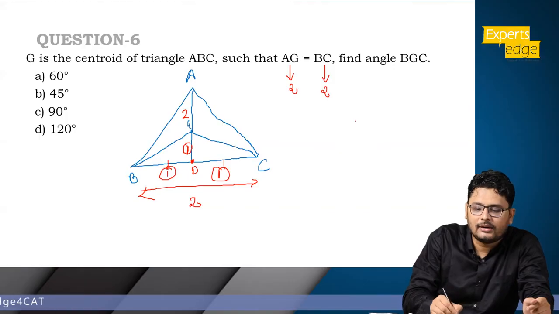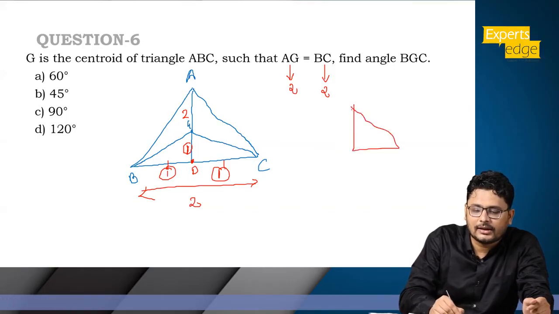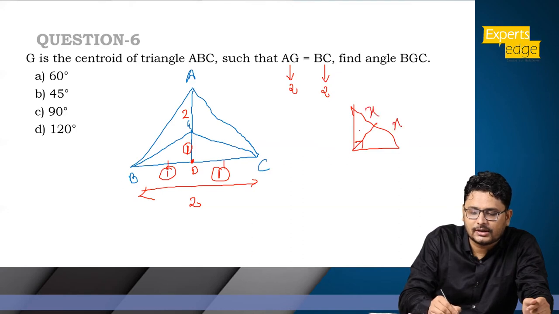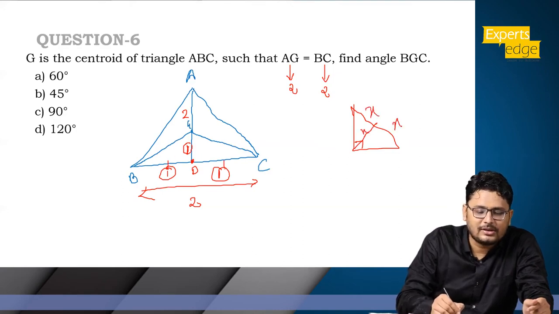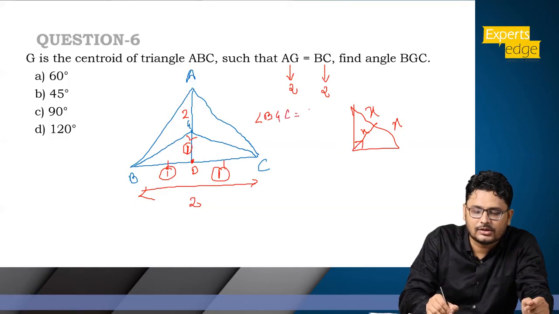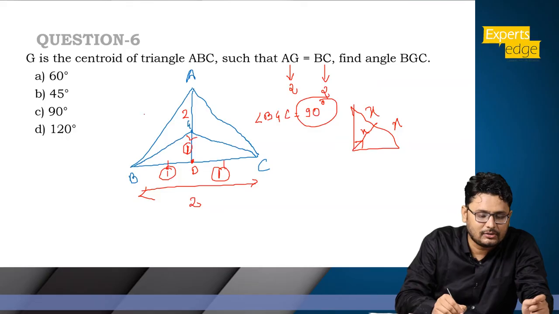When does this happen in a triangle? This happens only when it's a right angle triangle and the median is dropped on the hypotenuse. So this is x, this is x, this is x, right. So this is 1, 1, 1. That means this particular triangle is a right angle triangle at G. So angle BGC should be nothing but 90 degree. Okay. So simple question, provided you know the property.